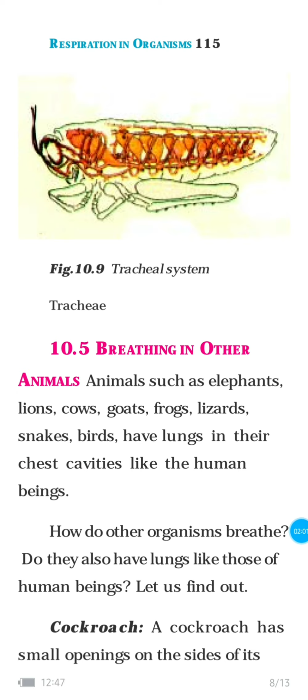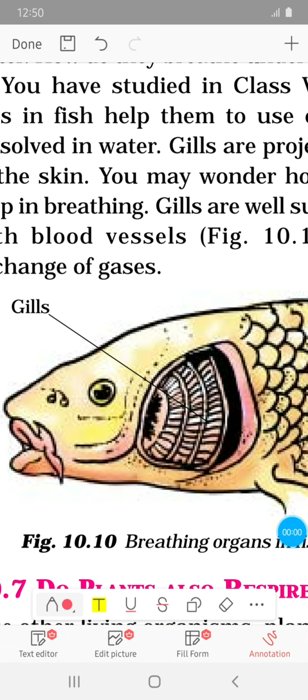Next, earthworm. Earthworms breathe through their skins. The skin of an earthworm feels moist and slimy on touching. Gases can easily pass through it. Though frogs have a pair of lungs like human beings, they can also breathe through their skin, which is moist and slippery.